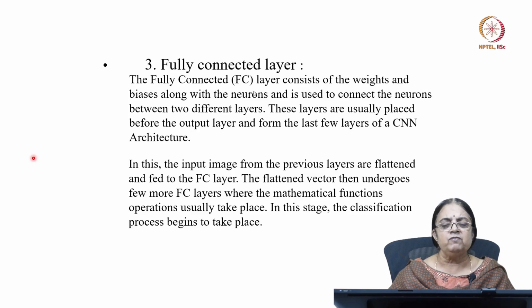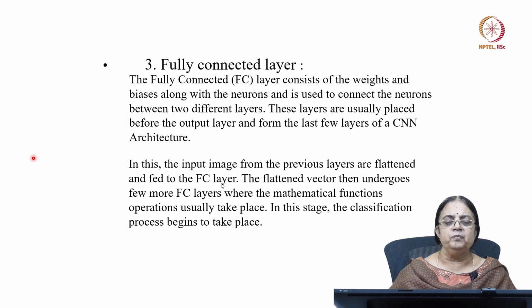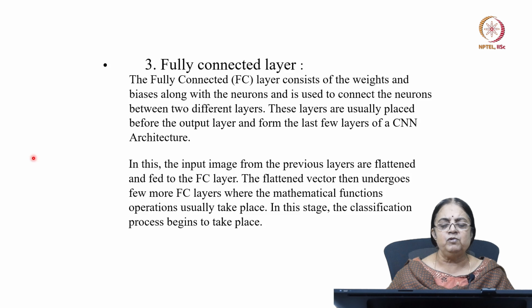And finally we have the fully connected layer, which consists of the weights and biases. After you do convolution and pooling a number of times, you take the final output which comes and you flatten it. The flattened vector goes through the fully connected layers to give your classification output.